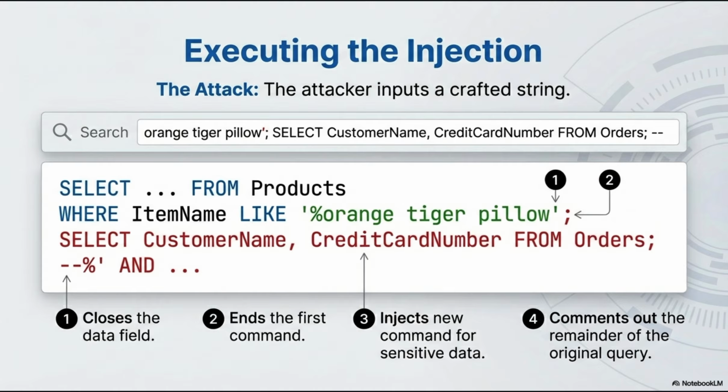So to execute this injection, they would put a crafted string into the search box, and because they're not cleansing their search properly, all that code would just get executed like this. So what does the malicious code exactly do? You can see it closes the data field, ends the first command, injects a new command for sensitive data, and comments out the remainder of the original query.